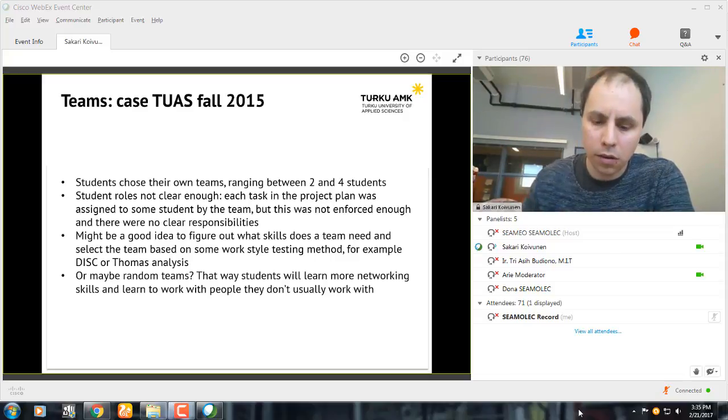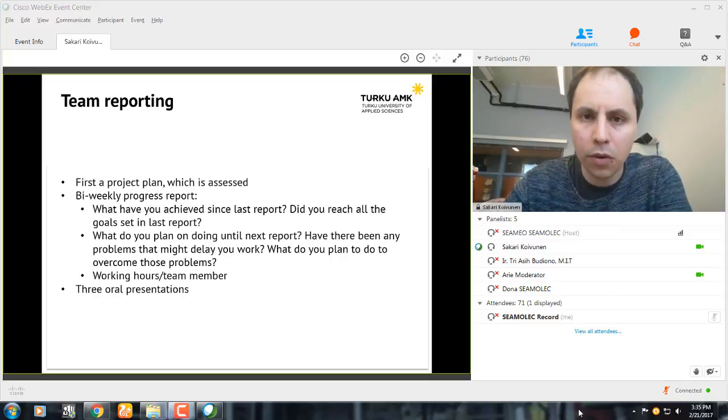Okay, but this was team work, so between 2 and 4 members, and the students chose their teams on their own. And the way we selected the team reporting is that they first had a project plan, which was assessed by the teachers, and then every 2 weeks they had a written report where they reported what they had achieved in the last report, and did they reach all the goals set by the last report.